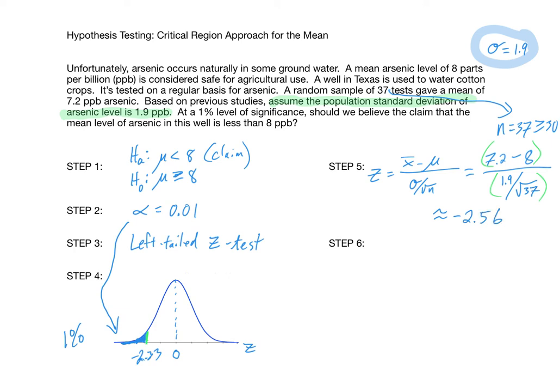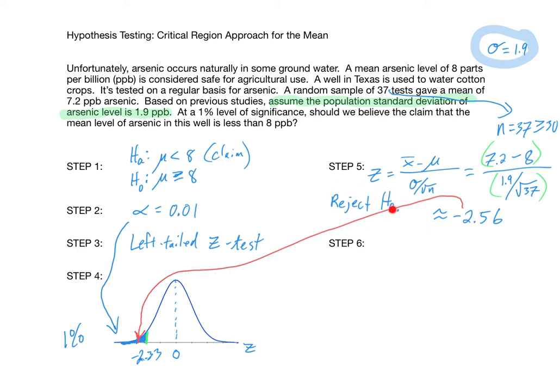Remember, we are not done with step 5 yet. Step 5 consists of computing the test statistic and then also deciding on whether you're going to reject or accept H naught. Well, we've got to see exactly where this test statistic falls in our graph. So negative 2.56 is less than negative 2.33. So that's going to put us over here in this shaded region, which is our rejection region. So we are going to reject H naught. So as part of step 5, write in that you're going to reject H naught. Now that doesn't necessarily mean we're going to reject the claim. Step 6 is where we make that decision.